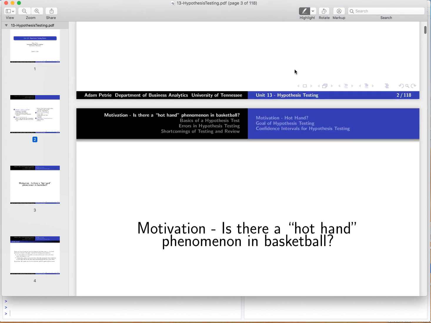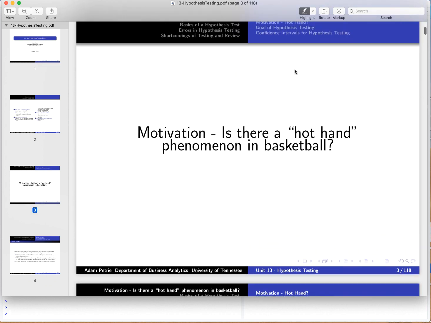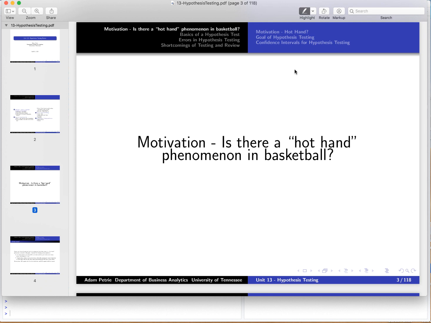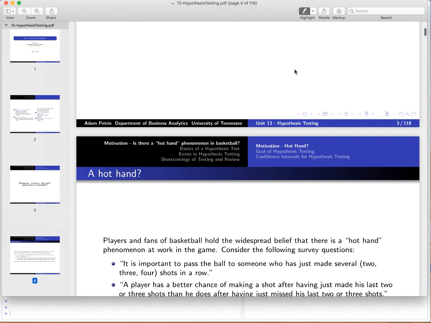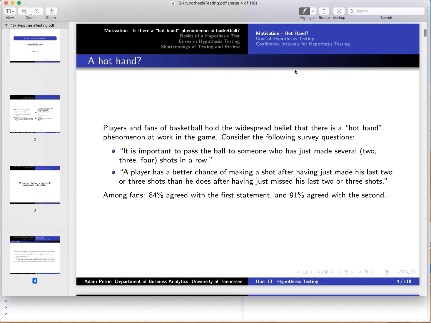And so I want to start out the discussion by talking about the presence or absence of a hot hand in basketball. It's a pretty widespread belief among players and fans of basketball that there is such a thing as a hot hand. Basically, once you are in the zone, you heighten your ability to make baskets, make your ability to make free throws a bit better. There is such a thing that happens in basketball and maybe some other sports as well.